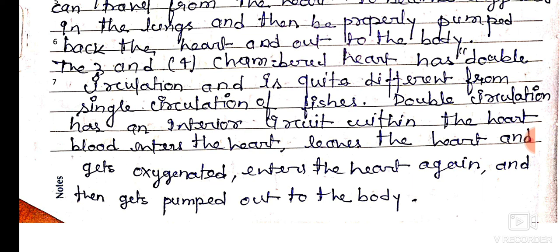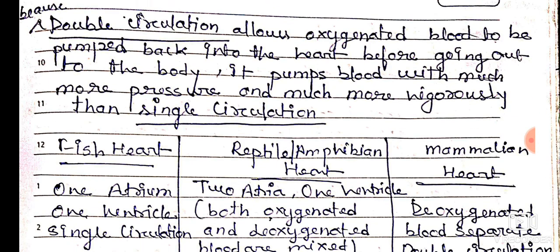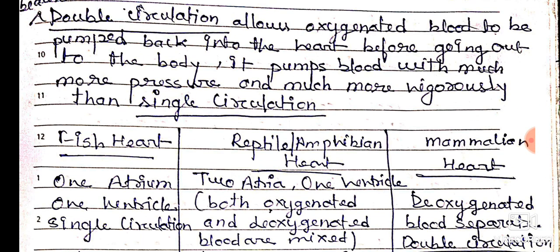The three and four chambered heart has a double circulation and is quite different from the single circulation of fishes. Blood enters the heart, leaves the heart and gets oxygenated, enters the heart again, and then gets pumped out to the body. Double circulation allows oxygenated blood to be pumped back into the heart before going out to the body. It pumps blood with much more pressure and much more vigorously than single circulation.